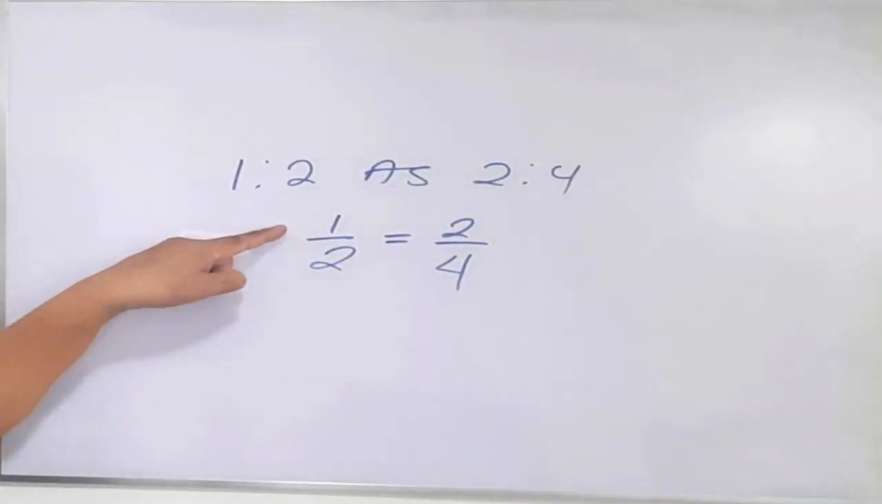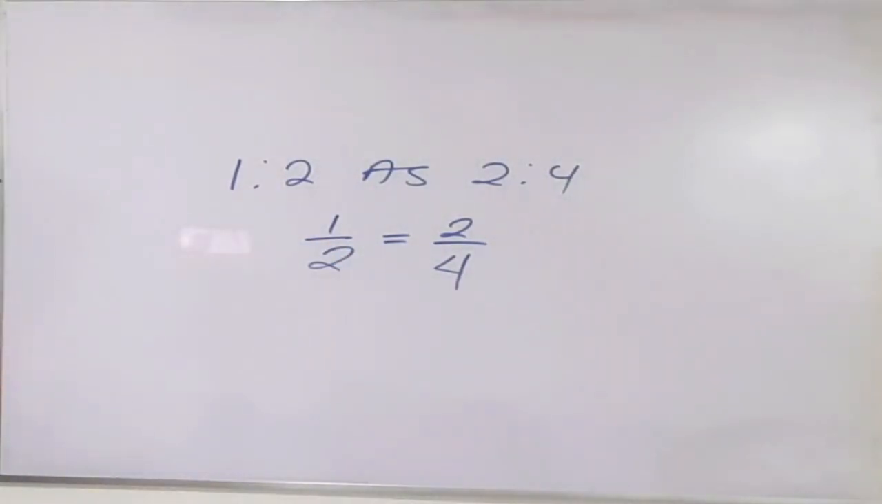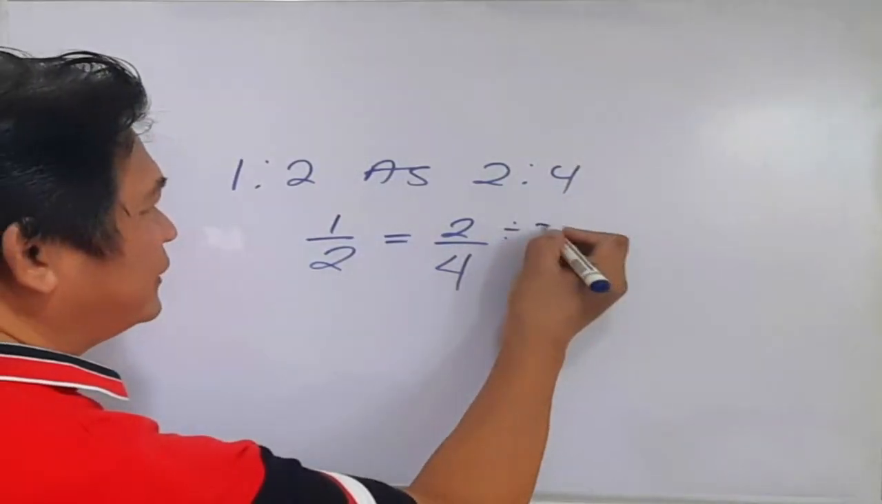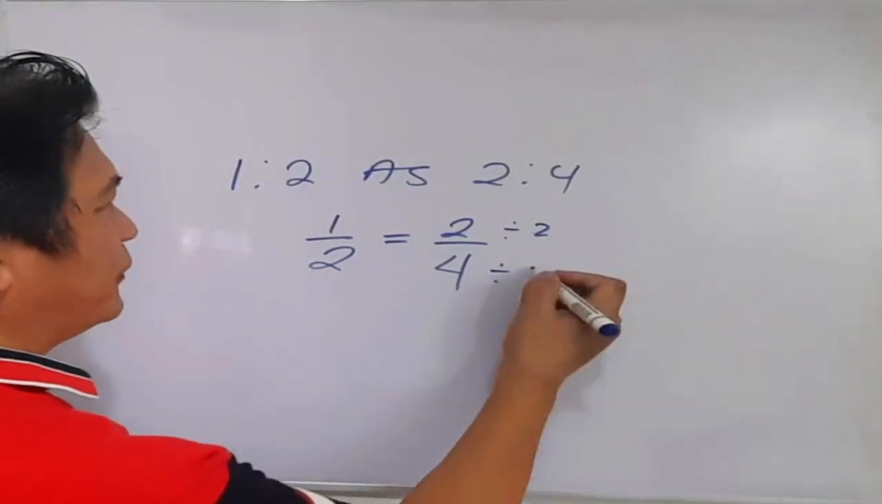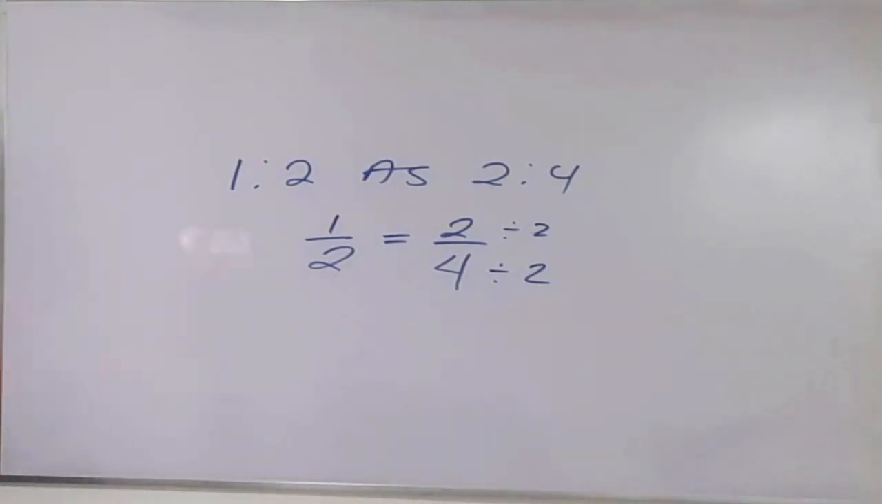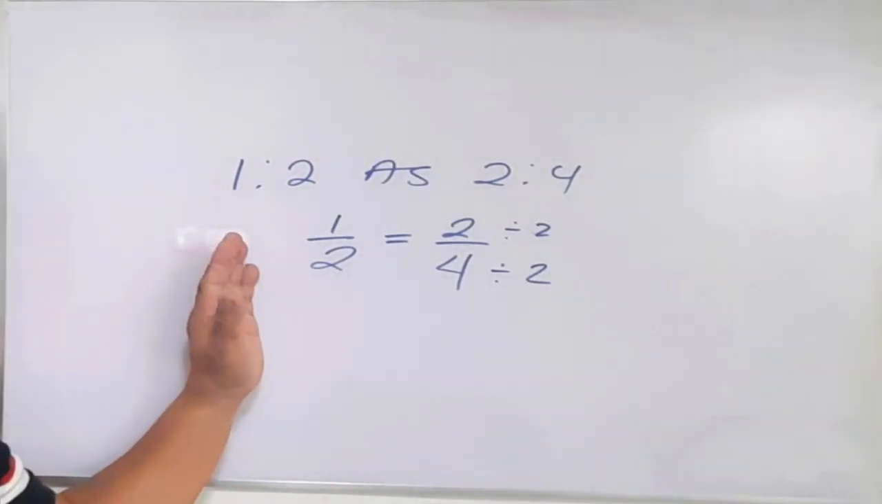So 1/2 is equal to 2 over 4, and they are called proportion or equivalent fraction. If you divide 2 by 2 and you divide 4 by 2, 2 divided by 2 is 1, 4 divided by 2 is 2. So that is called a proportion.